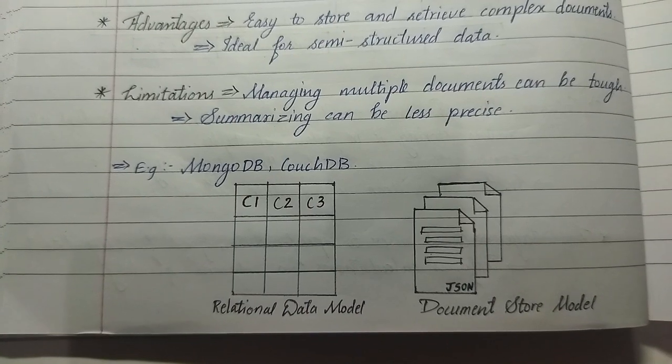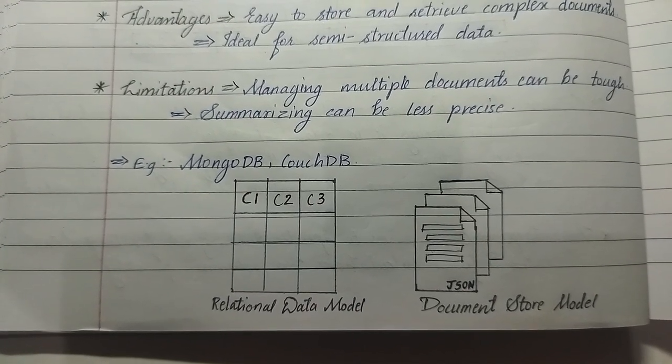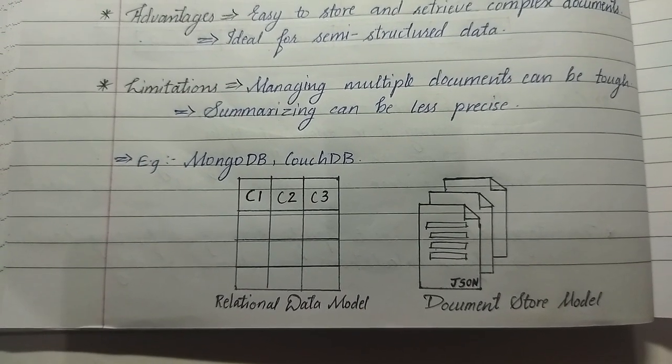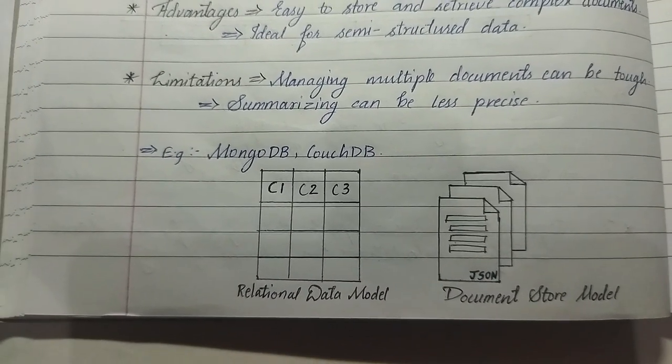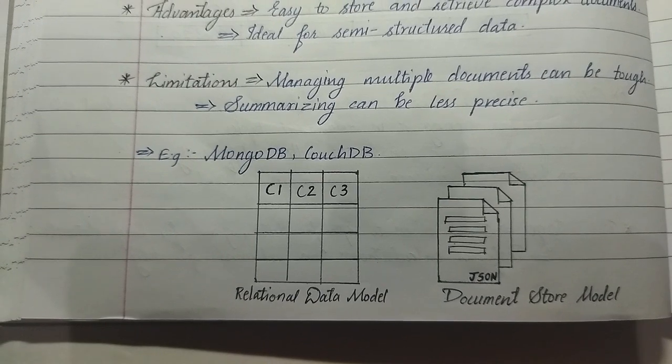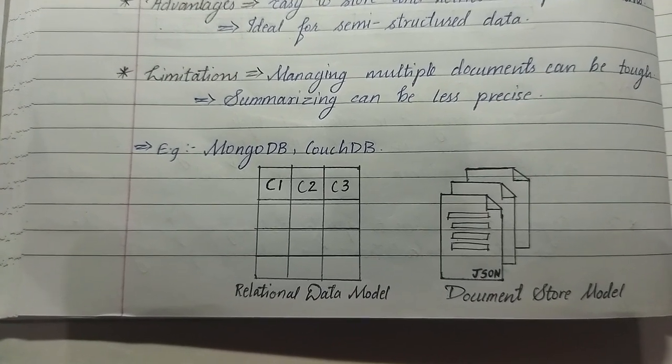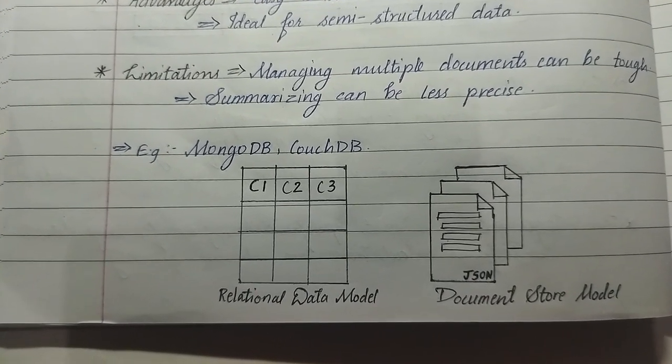Here we can see the relational data model and document store model. Means the data stored can be in any format, that is we have JSON on the other hand, and one side we have column based data, that is relational data model.